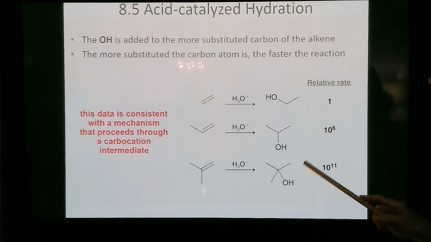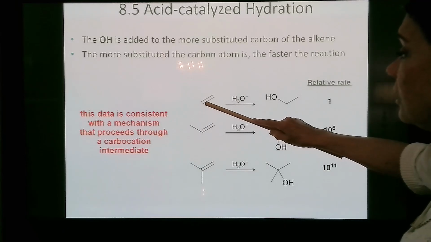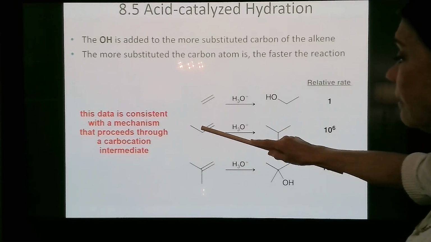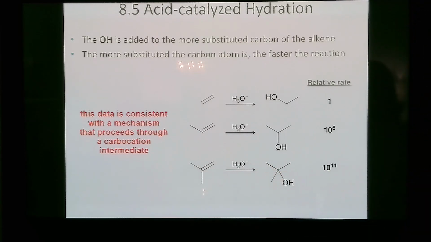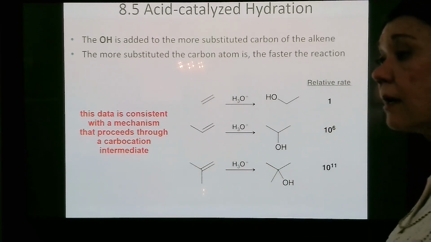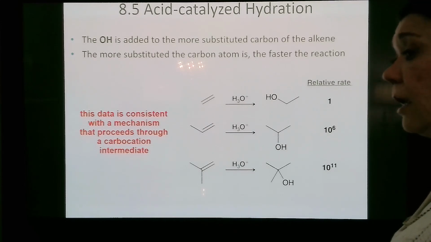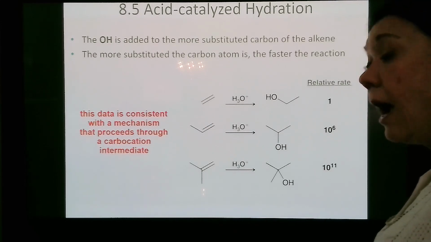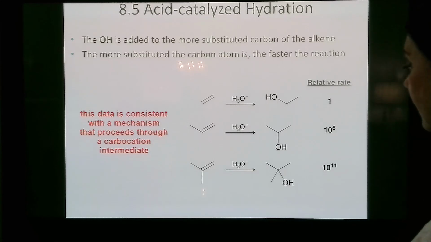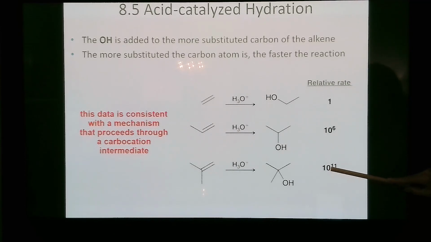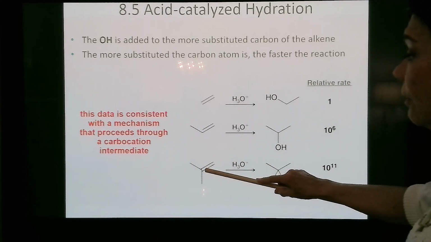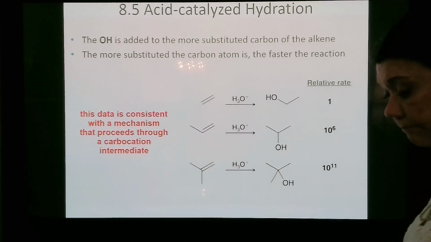And so you can see that this is going to be a primary carbocation, this is going to be a secondary carbocation, this is going to be a tertiary carbocation, and the stabilities of those carbocations will influence the height of the energy barrier in each one, and so this is going to have the lowest energy barrier, and therefore this will have the fastest rate. Okay, and that corresponds to the lower energy barrier and the more stable carbocation.